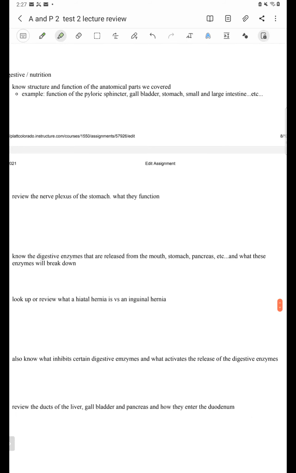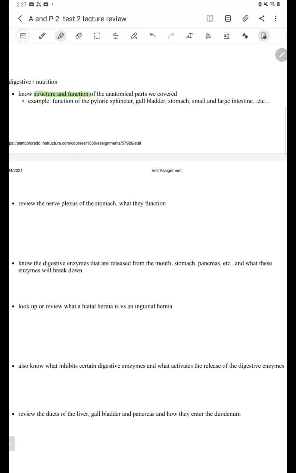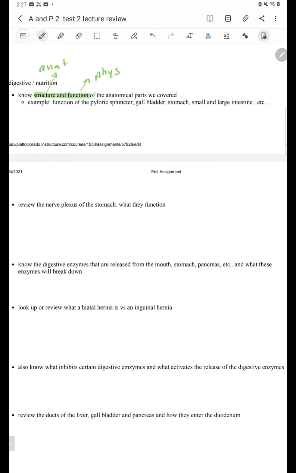So know the structure and function, right? That's the same as saying the anatomy and the physiology. So here's the structure. How does it work? Okay, so what is the function of the pyloric sphincter? Okay, sphincters are designed to contract, to not allow things to pass, and then they relax, which allows things to pass. So the pyloric sphincter allows for the chyme.